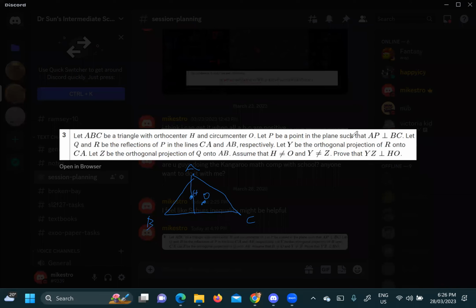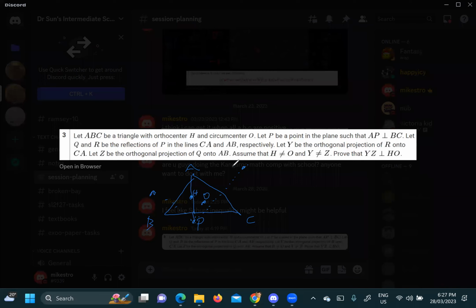Okay. Let P be a point in the plane such that AB is perpendicular to BC. So it's like some point on this line. I guess I'll just draw it here. It could just be wherever here. Let Q and R be the reflections of P in the lines CA and AB. So I reflect this up here, and I reflect this up here. The left one is R. Wait, let me check. P could be inside. P could be literally wherever on this line.